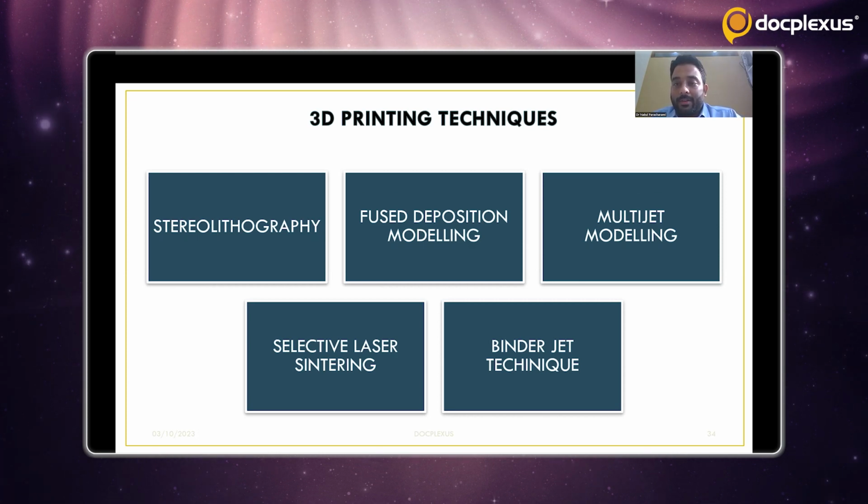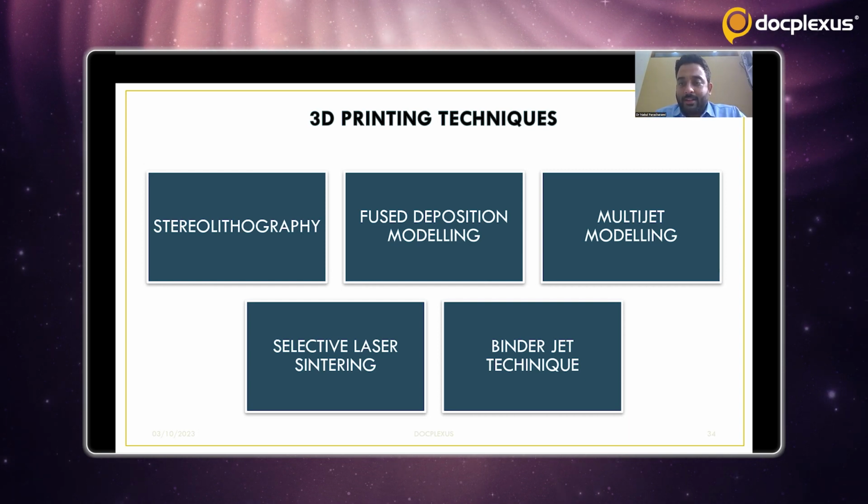Stereolithography, as discussed earlier, is a polymer cured layer by layer by a scanning laser. Fused deposition modeling is where a thermoplastic material is added layer by layer. In multi-jet modeling, a light-sensitive polymer is added layer by layer and then cured. In selective laser sintering, a scanning laser sinters metal powder layer by layer in a cold build chamber.